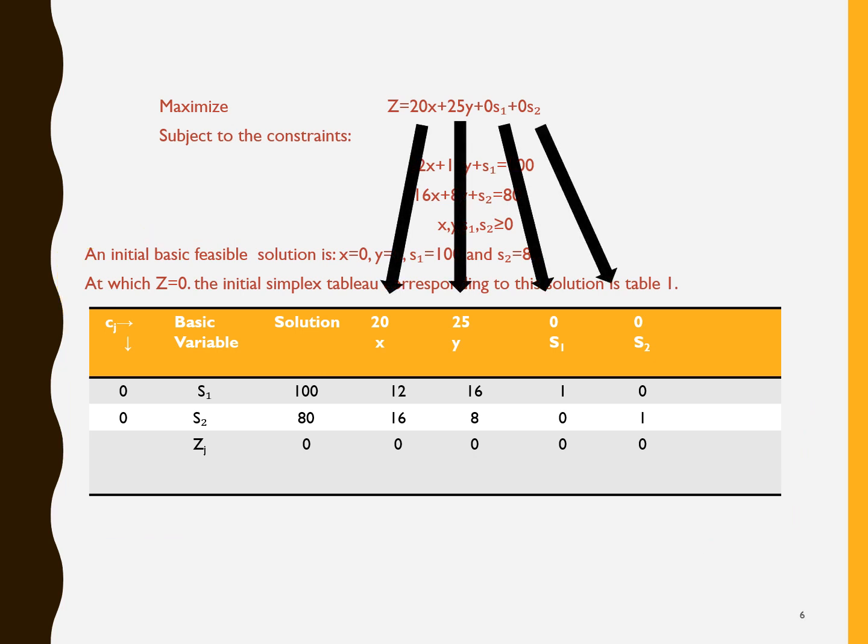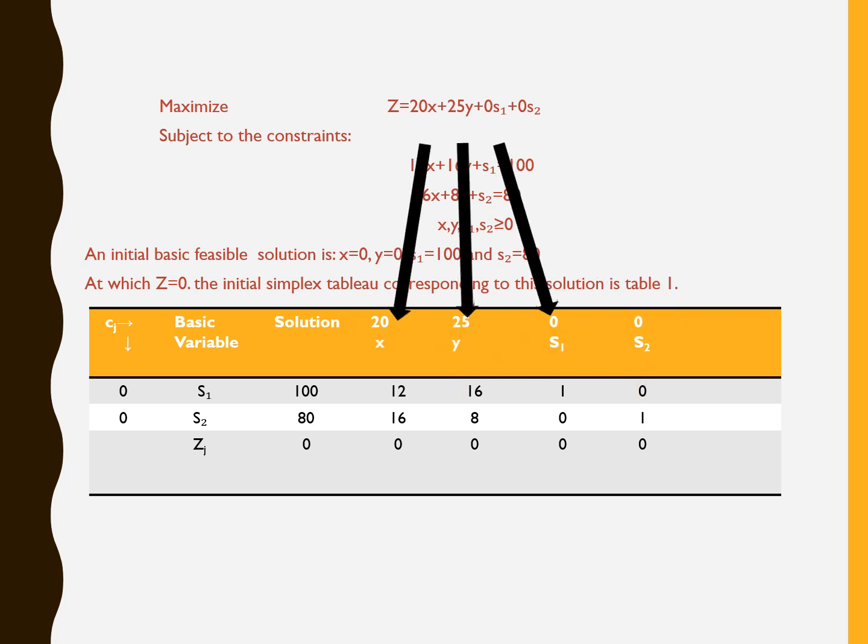Initially just revisit the coefficients of the maximization problem. This had 20, so this 20 is written here. Then we have 25 for y, we are writing it here, and this is y also written here. And then we have 0 for slack variable 1, this is 0 the coefficient and the slack variable s1. Similarly we have 0 the coefficient of s2, and this is the s2. So these are the four things written here.